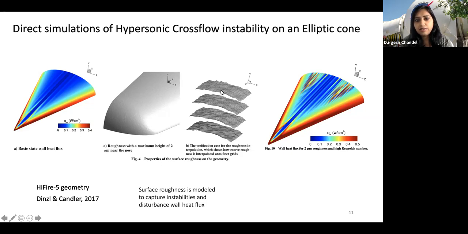For example, going from top to bottom, you start with this coarse distribution, you give it in the code, and then you interpolate it for the finer grid, because your actual grid has this fine distribution. Then this was applied on the surface, and finally the calculations were run, and this is the wall heat flux. So you see the flow field is completely different.